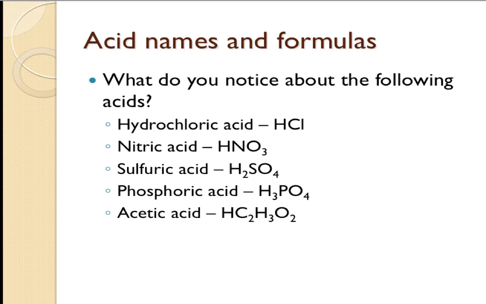And what do you notice about those acids? We have hydrochloric acid, which is HCl. We have nitric acid, which is HNO3, sulfuric H2SO4, phosphoric H3PO4, and acetic acid HC2H3O2. And what I would like you to notice is something about how each of these begin. All of these acids start with a hydrogen in their formula.